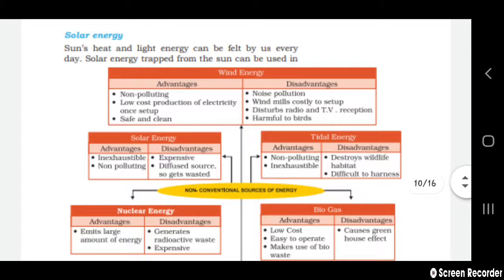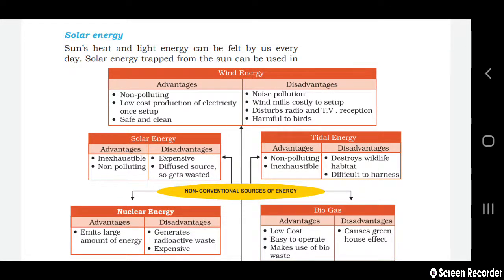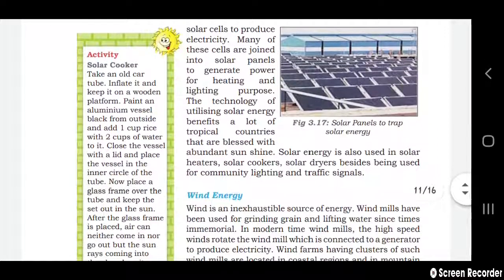The advantages of solar energy are that it is inexhaustible and non-polluting. But there are disadvantages. Setting up solar panels, electric generators and many other things is very expensive. The solar panels are very expensive, and it is a diffuse source, so it gets wasted.